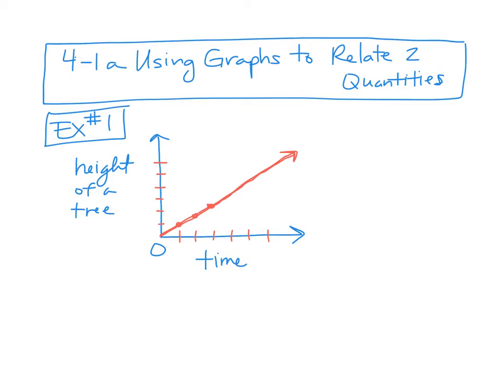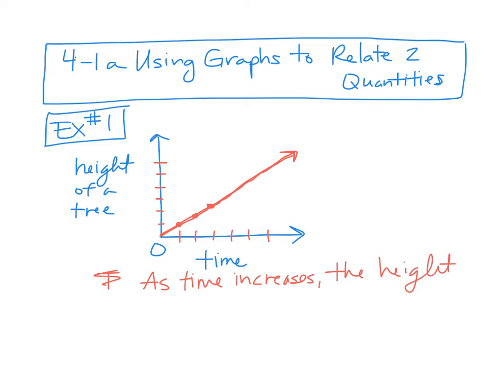Okay, so you can say that a lot of ways, but, well, let's do this. As time increases, the height of the tree increases. Okay, but like I said, you can say it a lot of ways. So you could say that over time, the tree gets taller. Okay, that would be another way to say it. That would be very acceptable.